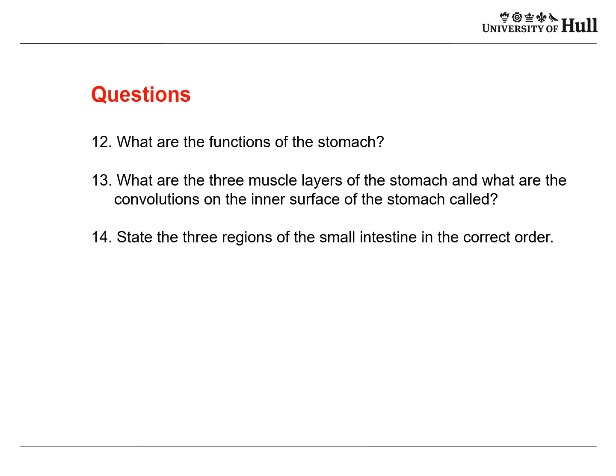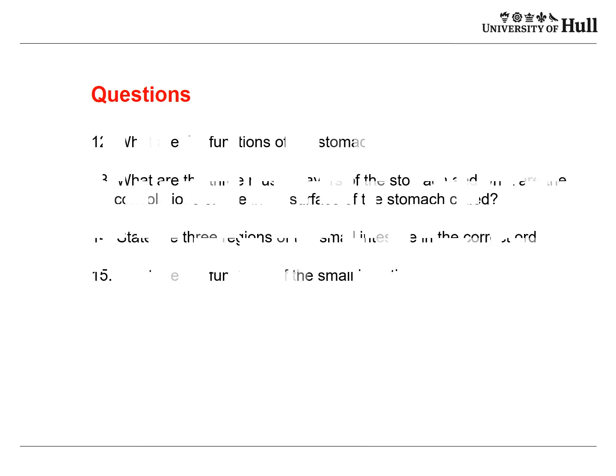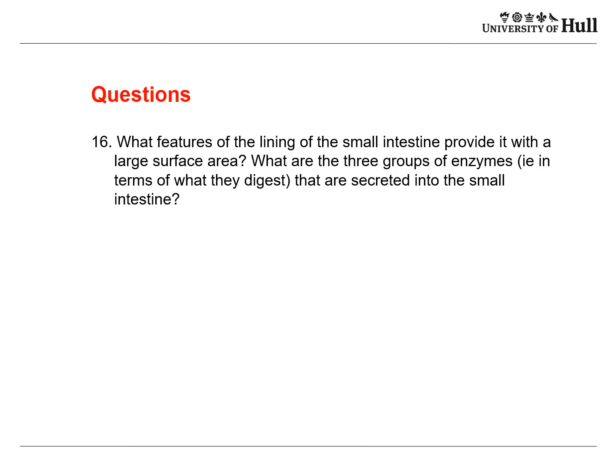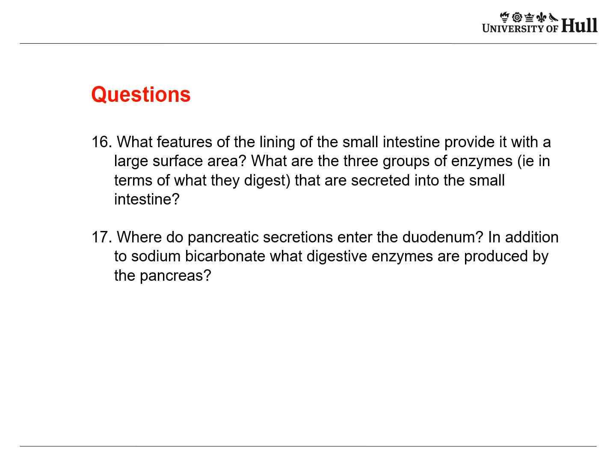14. State the 3 regions of the small intestine in the correct order. 15. What are the functions of the small intestine? 16. What features of the lining of the small intestine provide it with a large surface area? What are the 3 groups of enzymes, i.e. in terms of what they digest, that are secreted into the small intestine? 17. Where do pancreatic secretions enter the duodenum? In addition to sodium bicarbonate, what digestive enzymes are produced by the pancreas?